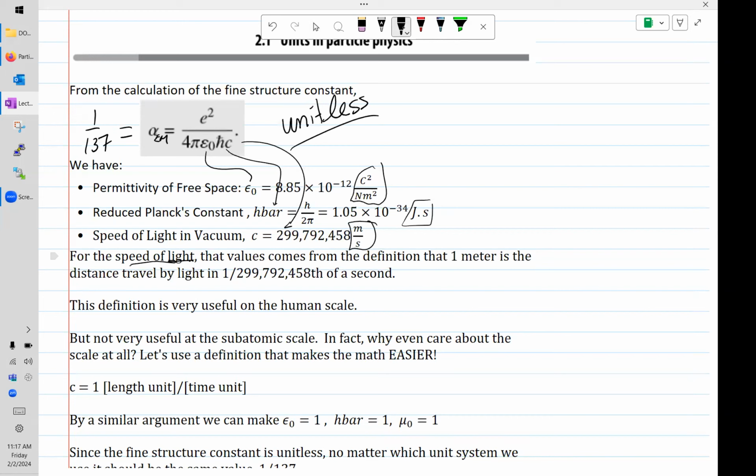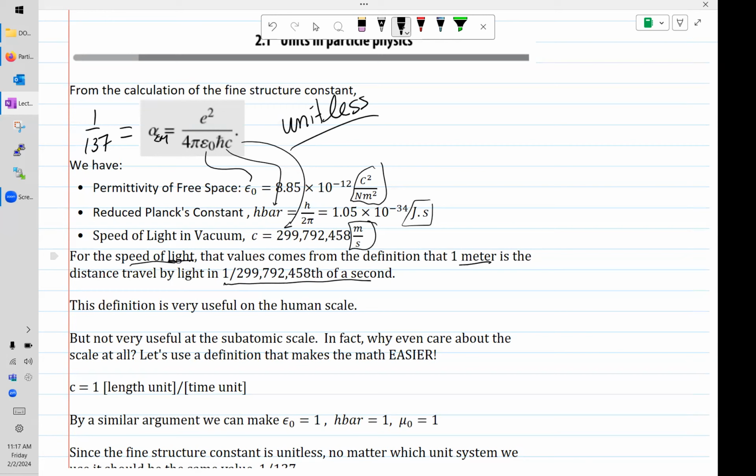The speed of light is defined by the meter, right? And a meter is defined by how far light travels in 1 over 3 times 10 to the 8 second. Remember this from general physics? This is just some definition.